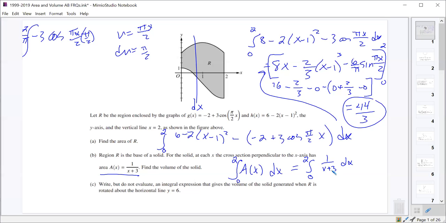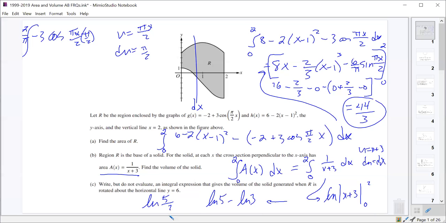You can do a u substitution. Sure, u equals x plus 3. du is just dx, so we can treat that as if it was just a u. So what's the integral of 1 over u? Natural log absolute value u. And we're going to go from 0 to 2. So this becomes natural log of 5 minus the natural log of 3, which is a perfectly acceptable answer. If you want to write it as natural log of 5/3, that's fine too. But either of those would be good.